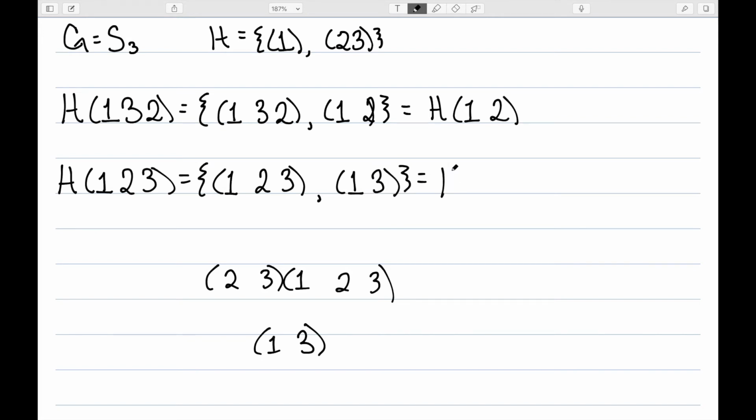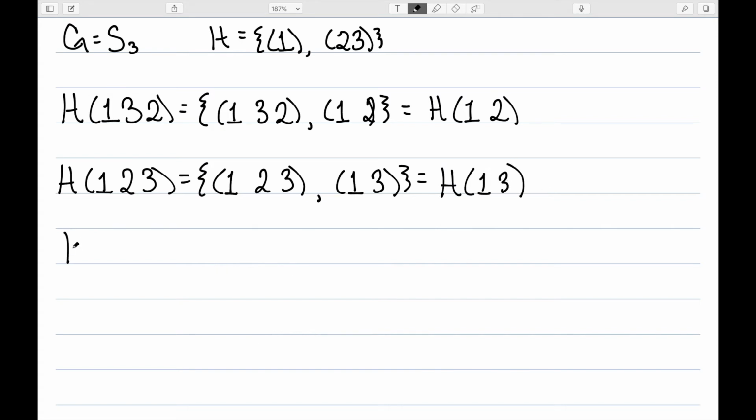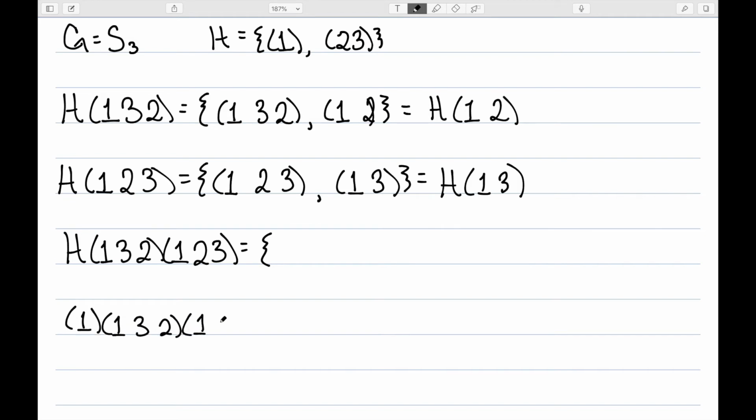So this is also the coset H, 1, 3. The next thing I want to look at is 1, 3, 2, 1, 2, 3. So I'm essentially wanting to talk about the multiplication of these two cosets. Well, the first element would be the identity, composed with 1, 3, 2, 1, 2, 3.